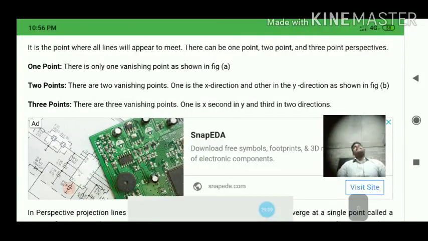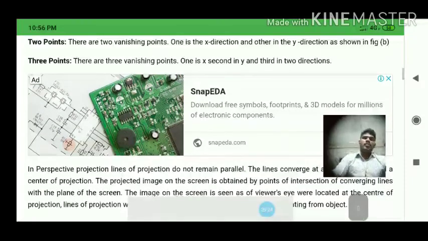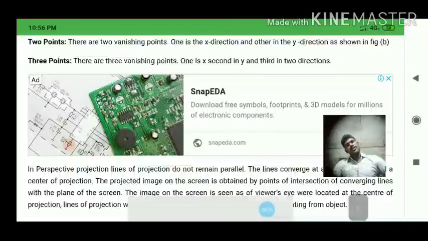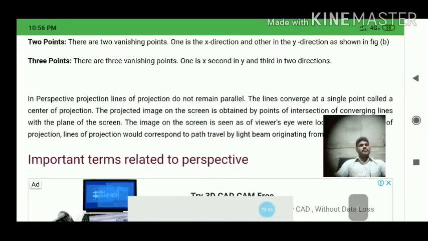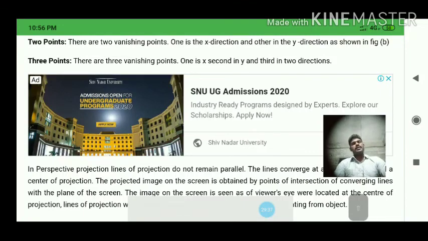So actually, one vanishing point is not a problem. When 2 vanishing points are there, one is in the x direction, second one is in the y direction. When 3 vanishing points are there, one is in the x direction, second one is in the y direction and third one is in both directions. These are the 3 types of vanishing points: 1, 2 and 3.